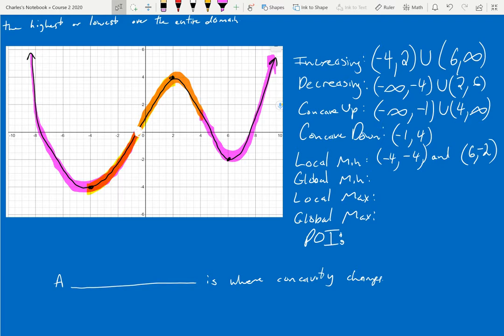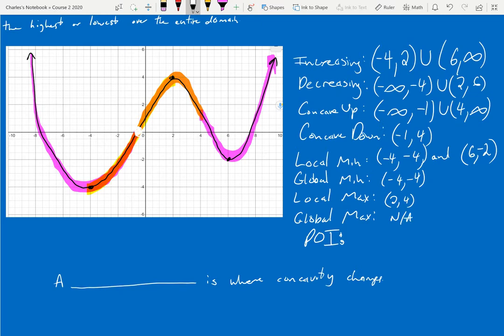What is the global minimum? Is there a global minimum? There is a global minimum because the function goes towards infinity on both sides. As x goes to infinity, y goes to infinity. As x goes to negative infinity, y goes to positive infinity. So the global minimum is going to be at -4 comma -4. A local max is going to be at 2 comma 4. And does it have a global max? It does not have a global max because it ascends on both sides.